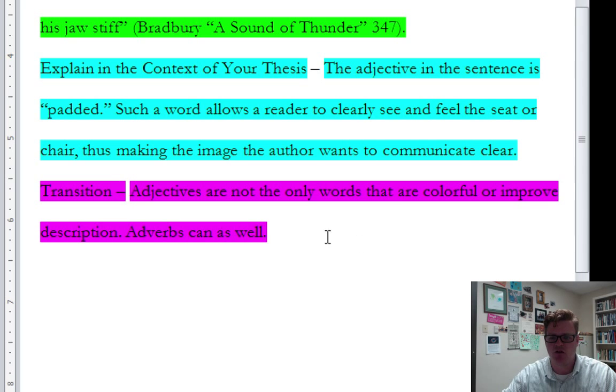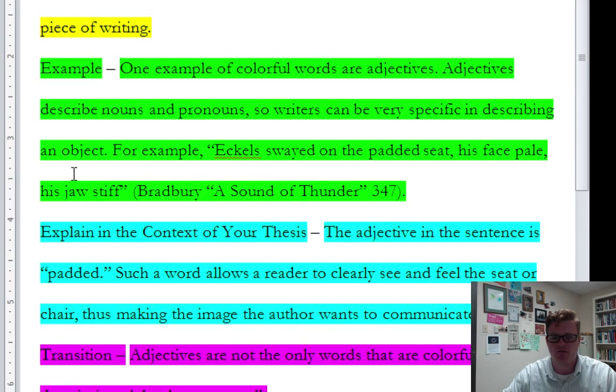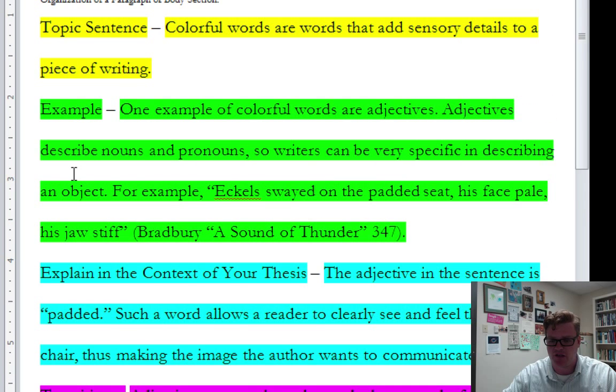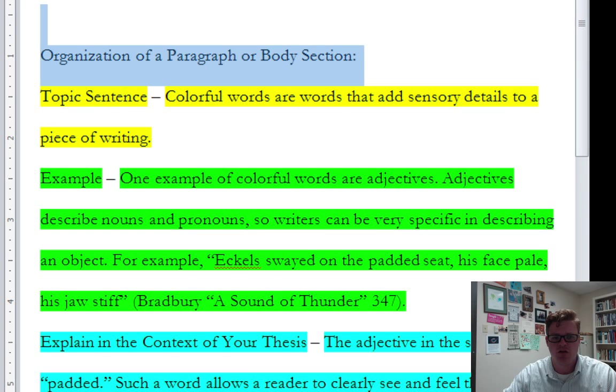Adjectives are not the only words that are colorful or improve description. Adverbs can as well. So we know the next paragraph will talk about adverbs. And you see the structure here. It's very, very formulaic. But for the time being, I want you to be formulaic. It will make your life a lot easier. So think about this. I'm actually going to save this paper and attach it to this video on YouTube so you can look at it.